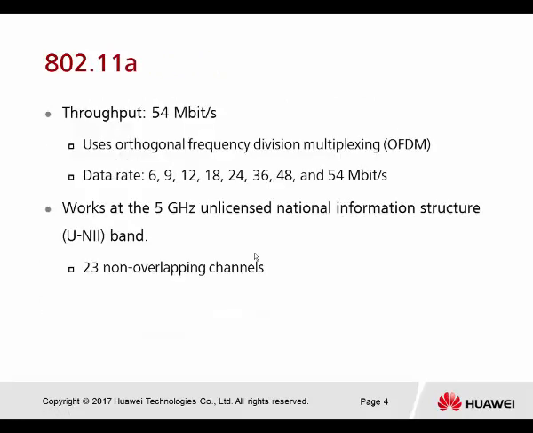Okay, for version 802.11a, the throughput is 54 megabit per second. They use the modulation technology called OFDM. The data rates can work at 6, 9, 12, 18, 24, 36, 48, and 54. Then this only works at 5 GHz, the Unlicensed National Information Infrastructure, or UNII band for short. The 5 GHz band has 23 non-overlapping channels.